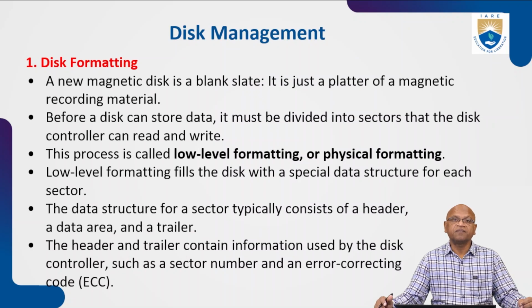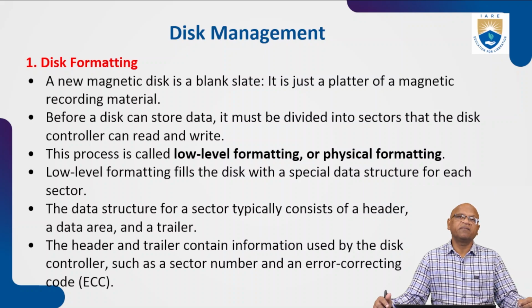So, disk formatting. A new magnetic disk is in a blank state. It is usually a platter of magnetic recording material. Before a disk can store data, it must be divided into sectors that the disk controller can read and write. This process is called low-level formatting or physical formatting.